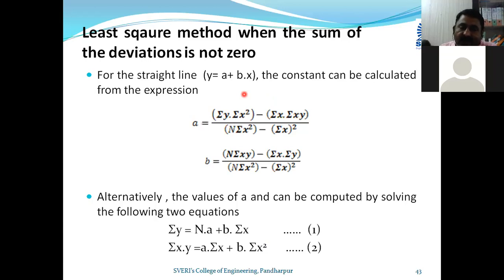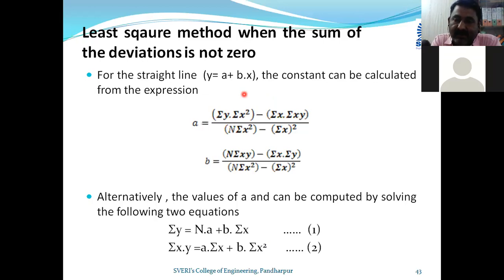This is the next part: least square method when the sum of the deviation is non-zero. For this chapter, students, my friends, there is numerical treatment. We have already solved a very simple type first, where you get an odd number of years directly and take the middle one as 0, and then -1, -2 and so on for the further deviations.